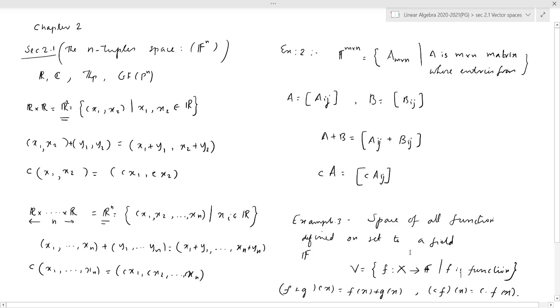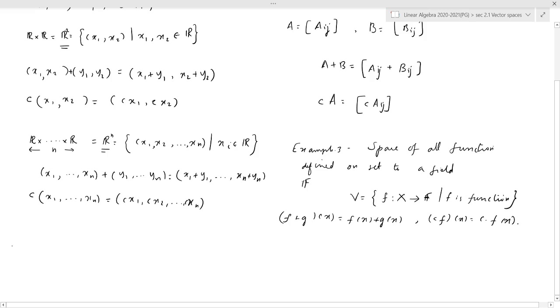Now we have two more examples. Example 4 is a subset of the space of all functions. If we consider the set of all polynomial functions over a field.